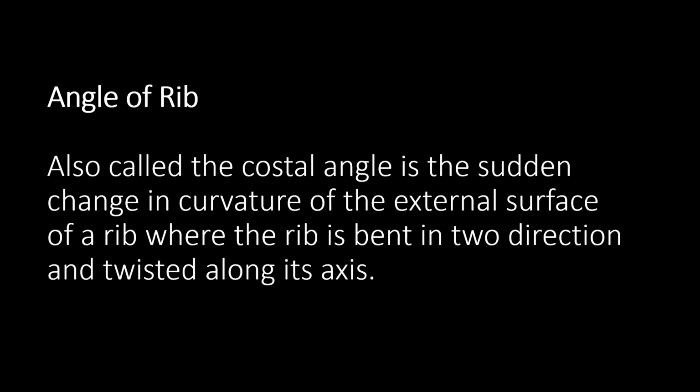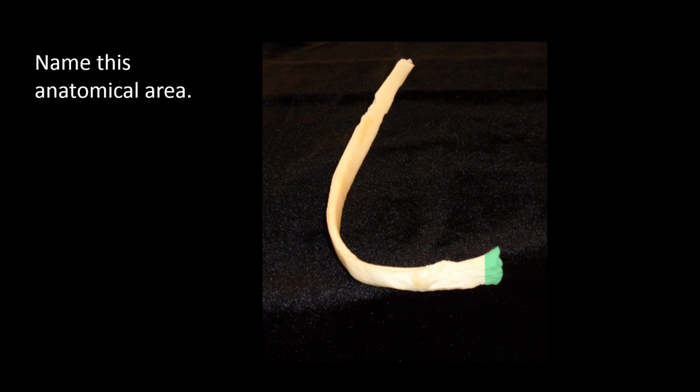Angle of rib. Also called the costal angle, is the sudden change in curvature of the external surface of a rib where the rib is bent in 2 directions and twisted along its axis. Name this anatomical area.